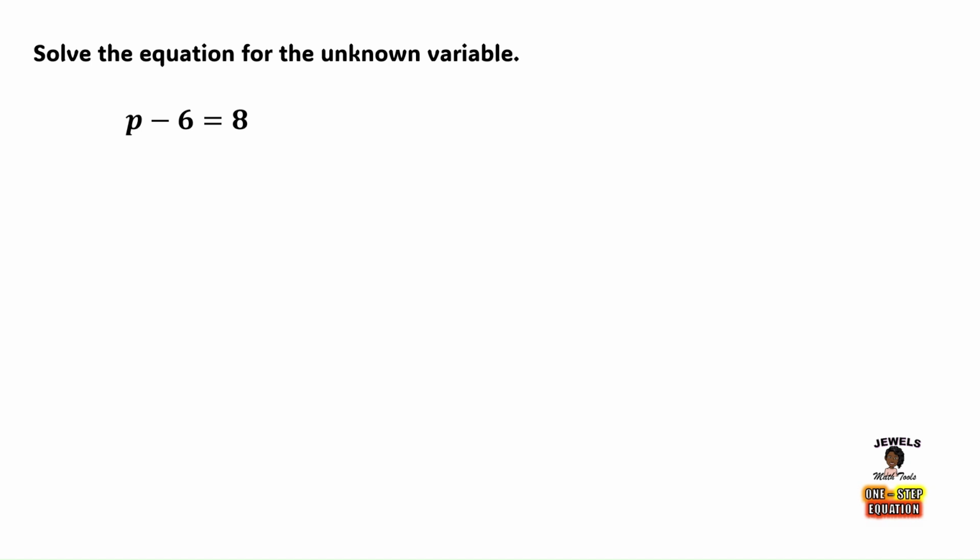Remember that with one-step equation, our main goal is always, and I'm going to repeat that, it's always to get our variable, which is p, on one side of the equation by itself. And since p is on the same side of the equation with a 6 that's being subtracted, I'm going to perform the opposite operation and I'm going to add 6 to both sides of our equation.